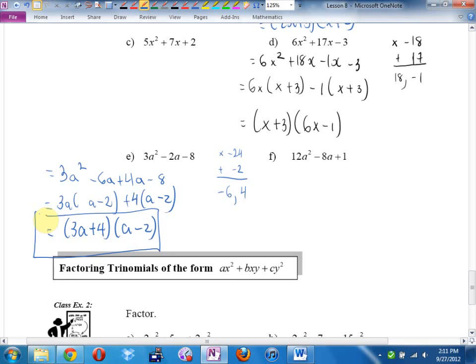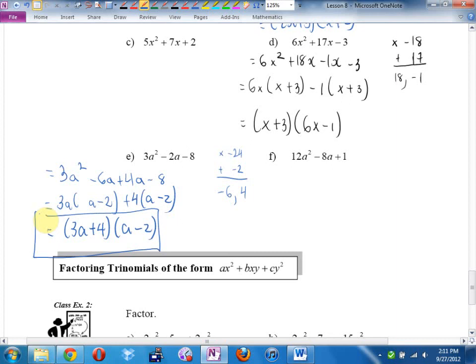Yeah? A 3a plus 4 and an a minus 2? Yep. Does it matter what order? As long as you have an a and a minus 2 and a 3a and a plus 4, you can write them in any order as long as the two brackets are identical to my two brackets. So a minus 2, 3a plus 4. In fact, Rob, if you had written the 4a there and the minus 6a there, you would have ended up with the brackets in a different order. That's why I said earlier, it doesn't matter what order you write them in. Our work may look different, but we'll end up with the same answer.